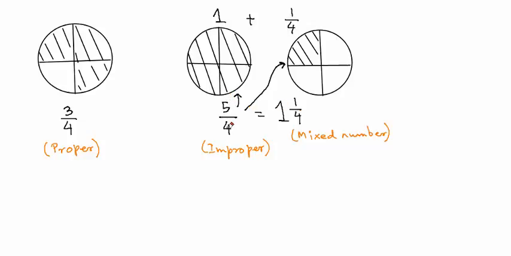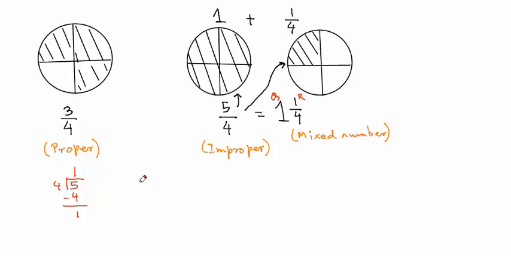To change an improper fraction to a mixed number, you have to divide the numerator by the denominator. The quotient is the whole number in the mixed number. The remainder is the numerator of the fractional portion, and the denominator stays the same. So when you do 5 divided by 4, you get 1 on the top. That becomes the whole number, and then 4 times 1 is 4. Subtract. You get a 1 as the remainder. This is the numerator of the fractional portion.